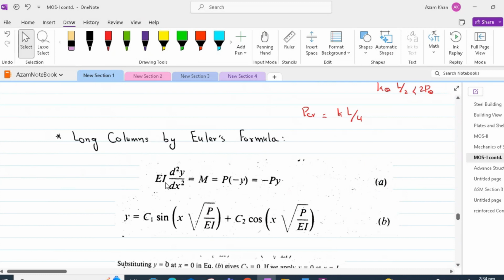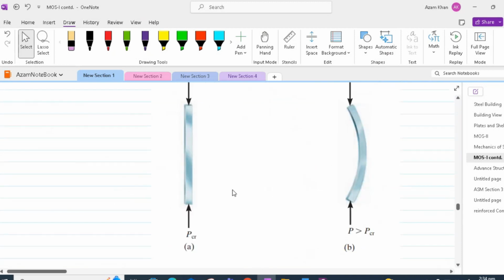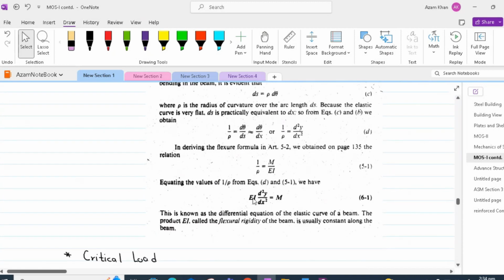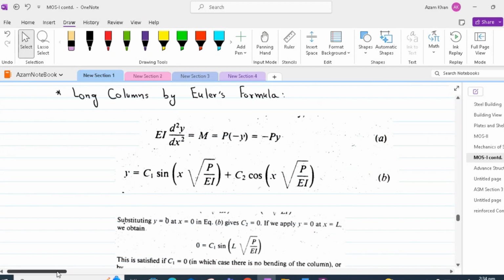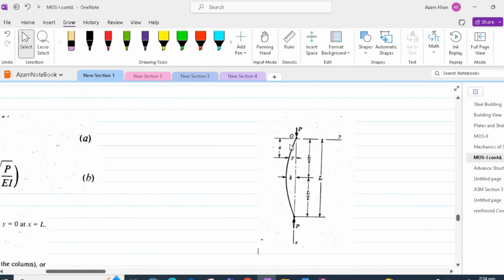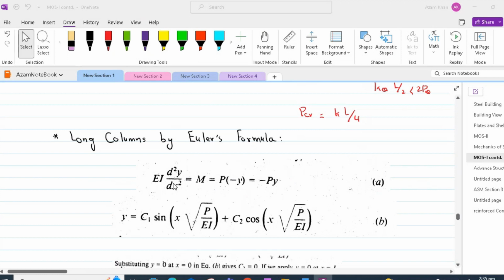Thus, we can write EI d2y by dx square is equal to M. This is the same equation which we derived earlier, and this M is equal to P times minus y. The reason we are taking minus y is that the deflection of the column is in the negative y direction. Now this is a second order differential equation and its solution is y equal to C1 sine x under root P over EI plus C2 cos x.